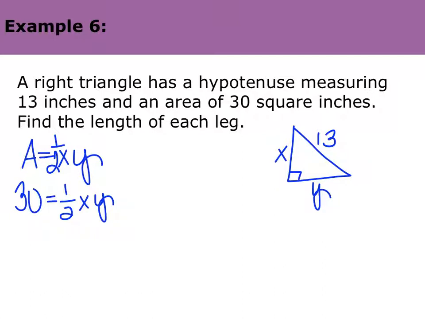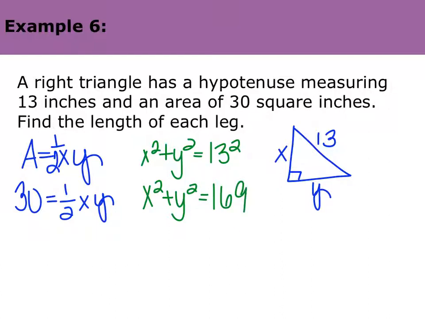So that's our first equation. The second equation can be the Pythagorean theorem. So x squared plus y squared equals 13 squared. That gives us x squared plus y squared equals 169. So here are our 2 equations. Let's solve by substitution. The first one I'm going to solve for y. If we multiply both sides by 2, that gives us xy equals 60. And divide by x, so y is 60 divided by x.